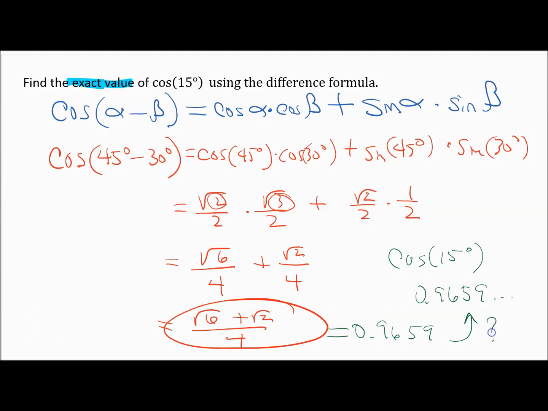0.9659. Are they the same? Well, of course they are. That means we probably found this exact answer correct. Now, that's kind of defeating the purpose to use your calculator, but it is a nice way to check yourself. It makes you feel a little better about these problems if you check it with your calculator.